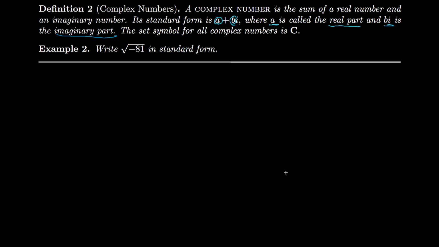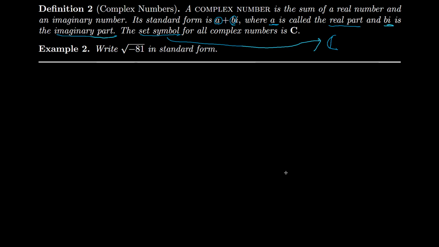The set symbol for all complex numbers is this blackboard C. And I'll draw it for you here. It looks like this when you handwrite it. That's it. This means the complex numbers. This is the set symbol for the complex numbers. So, let's take a look at this example.